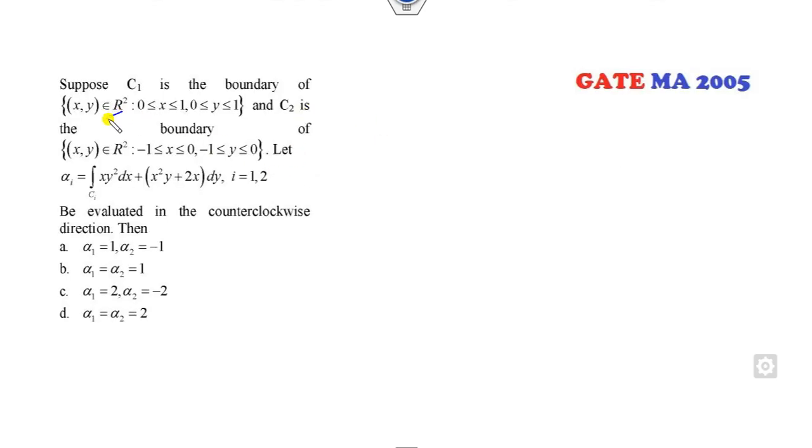So clearly it's in R squared, and you can say it is a single integration, so we can apply the Green theorem. Fine. It is clear to you. Now firstly you can draw the diagram of the C1. This is my xy plane, x is 0, y is 0. Fine, this is my region of the C1.